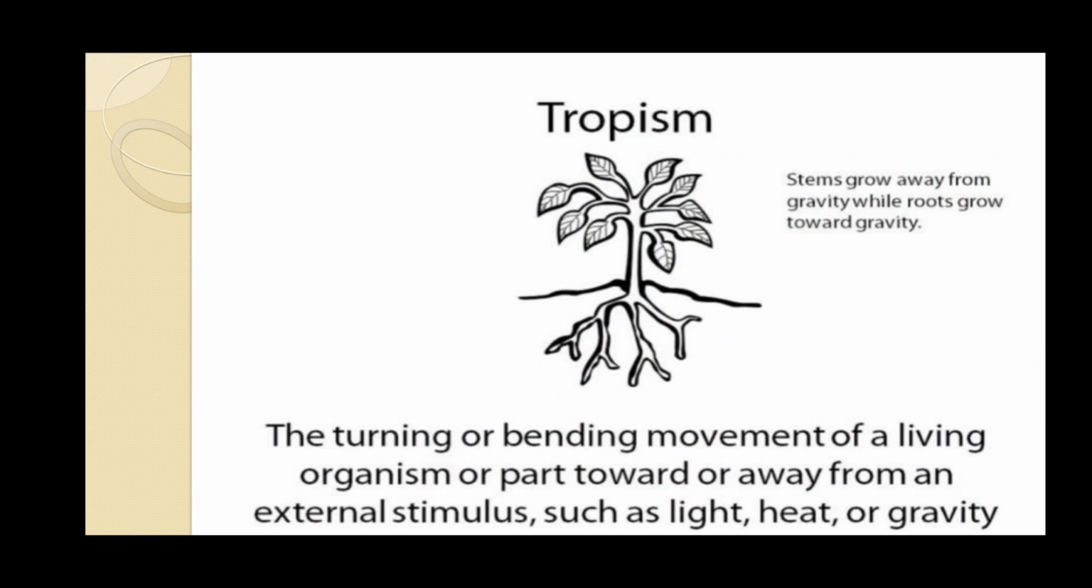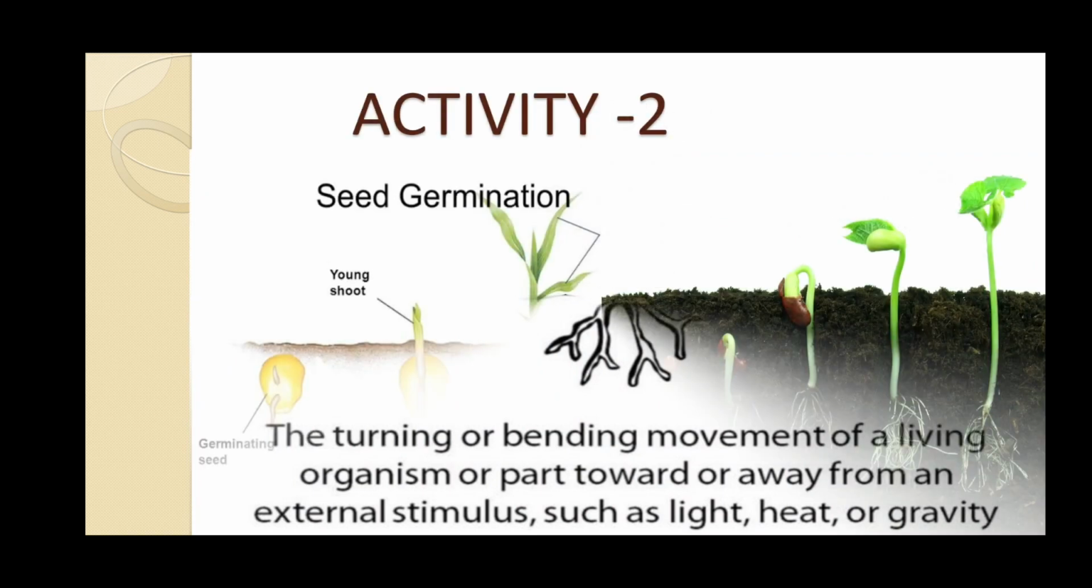Phototropism and geotropism mean the stem will respond to the light and it will grow away from the gravity of the earth, whereas the root will show geotropism, which means it will grow towards the gravity. That's how this activity will be conducted.